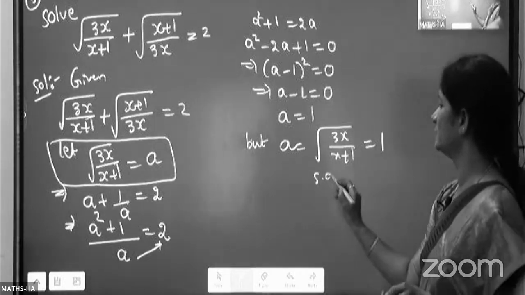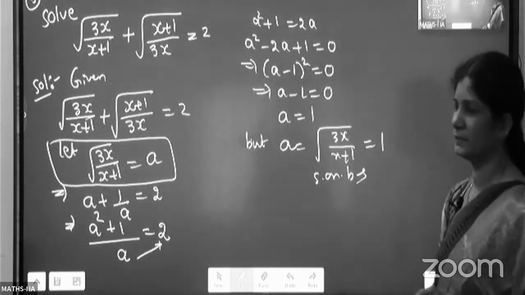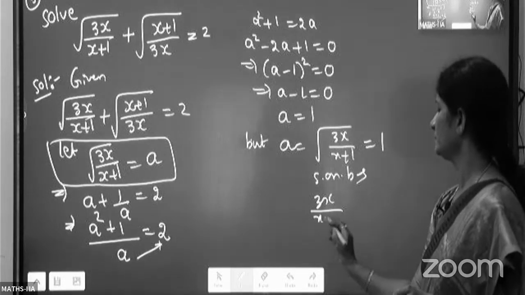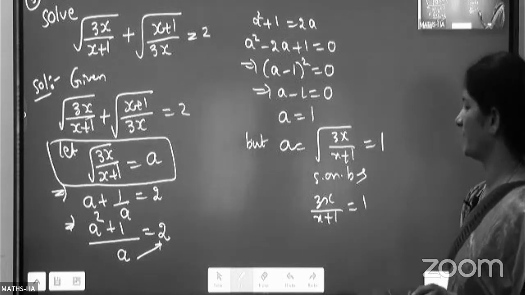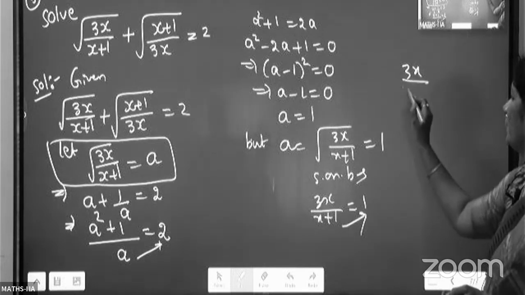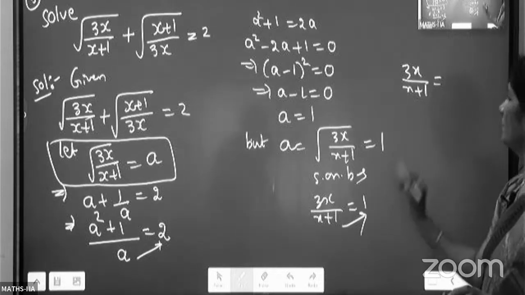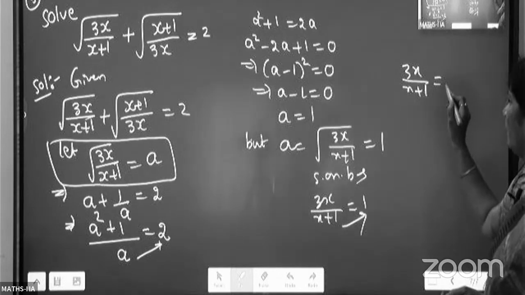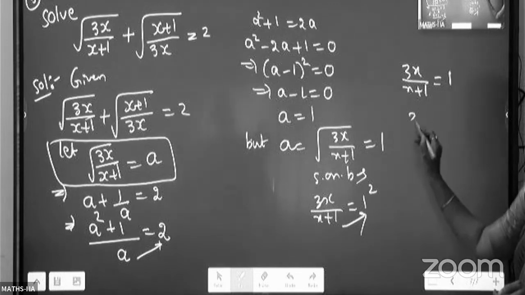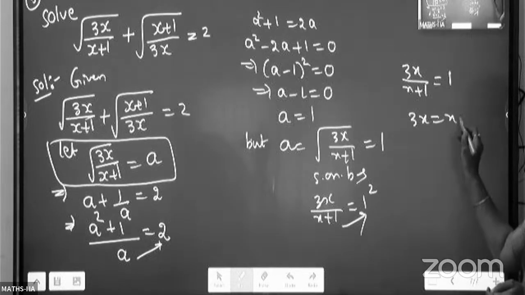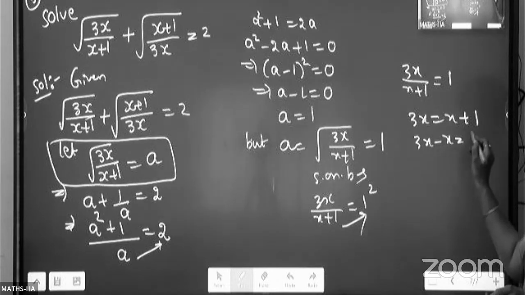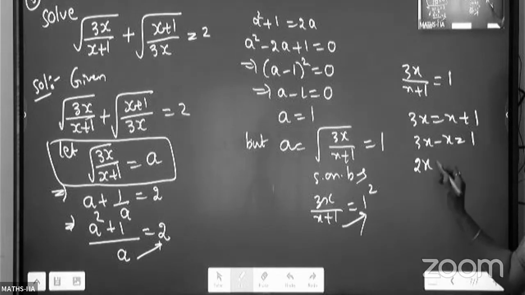Squaring on both sides. What do you get? 3x by x plus 1 is equal to 1 square, which is 1. Now, if you cross multiply, 3x is equal to x plus 1. Bring x this side: 3x minus x is equal to 1. So 2x is equal to 1.